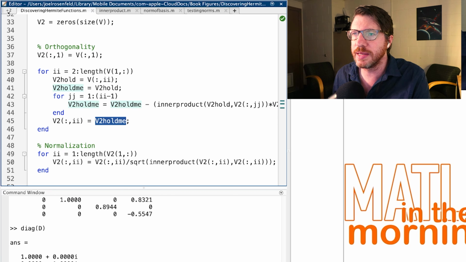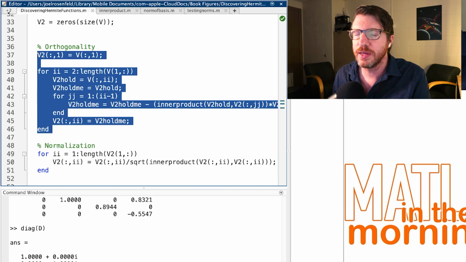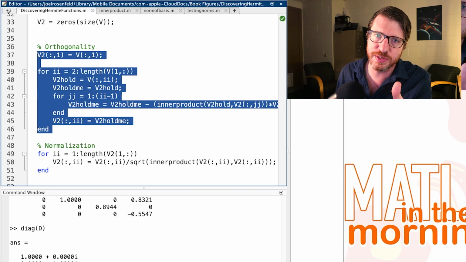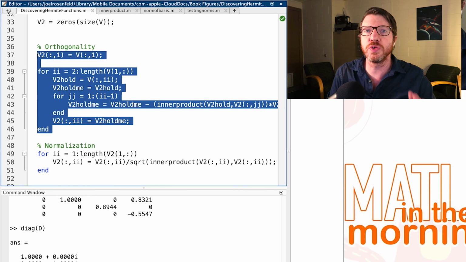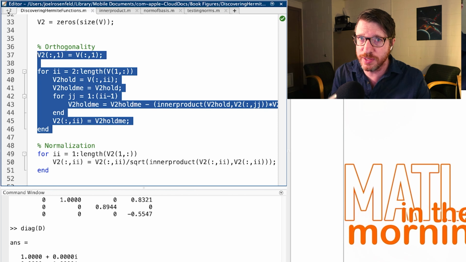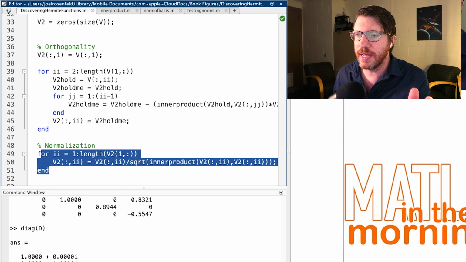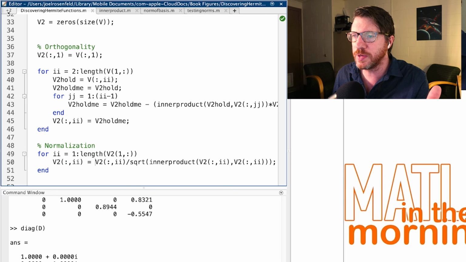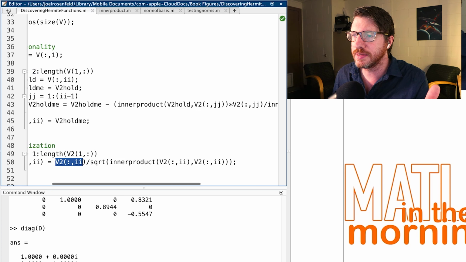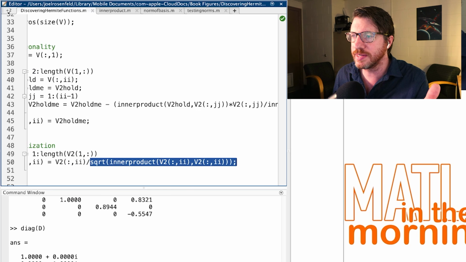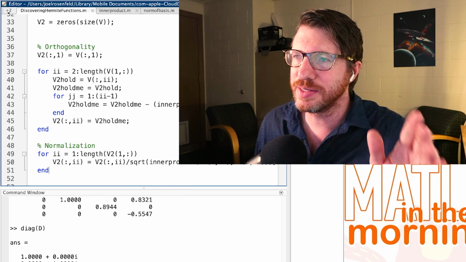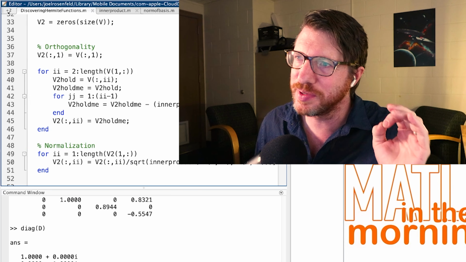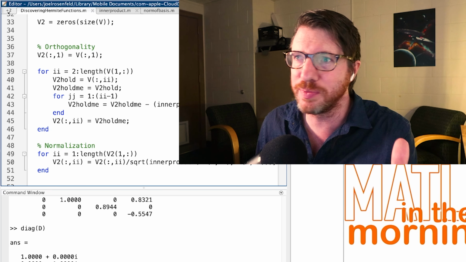And so this goes through, and once we're done with this loop here, we have a collection of columns that are orthogonal with respect to our L2 inner product. I haven't shown you the inner product code yet, but we'll get to that. Then at the end, we normalize by dividing each one of these vectors by the square root of the inner product of these two guys. All right, so that's Gram-Schmidt. Now I want to take you through these two other bits of code and everything will be explained.